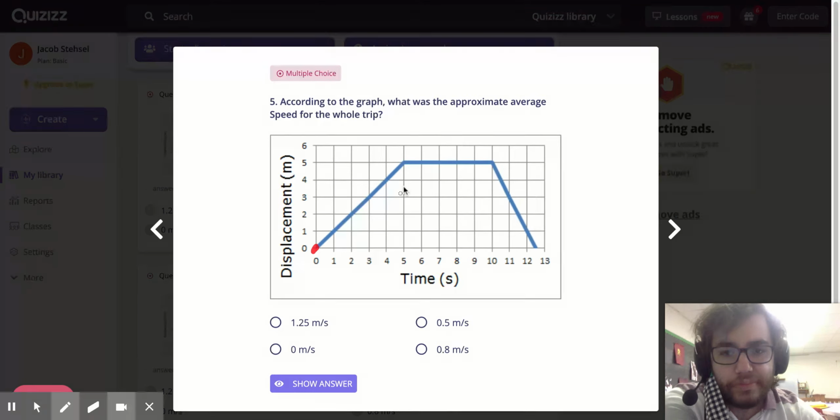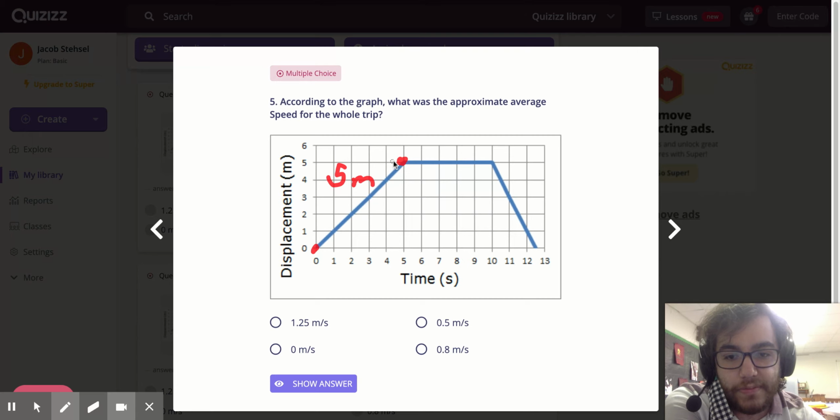Okay, so right here, we see that we walk 5 meters in those first 5 seconds. So we know that's 5 meters. Pretty straightforward because we started at 0, ended at 5. For these next few seconds, we don't move at all. So our actual total displacement during that time is 0 meters because we don't change at all. It stays flat, it stays constant.